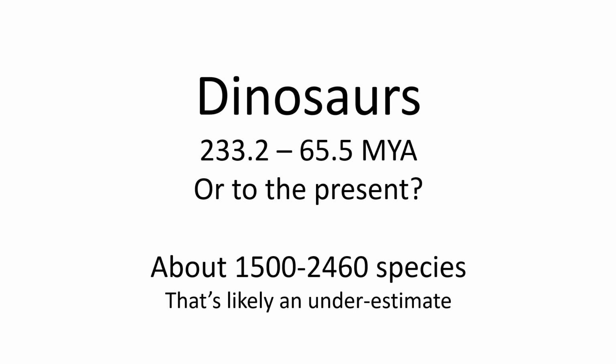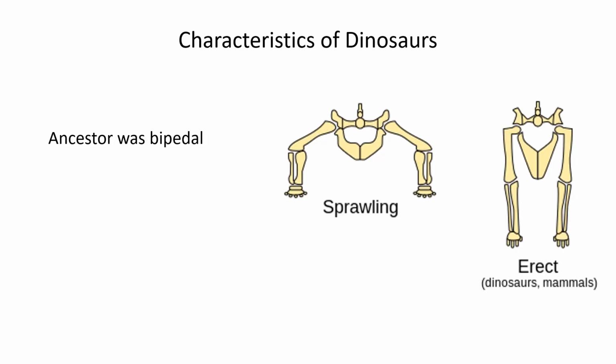Very few things actually fossilize. These things are around for 170 million years. Of course, there were more than 2,400 species of dinosaurs. It's just those are the ones that we found so far. The ancestor to all dinosaurs was bipedal. That means they walked on two legs. You and I are bipedal. We walk on two legs.